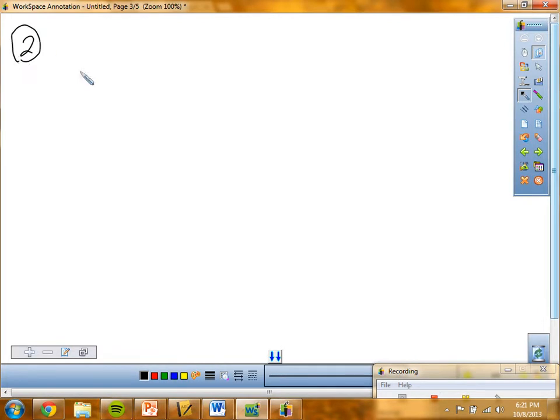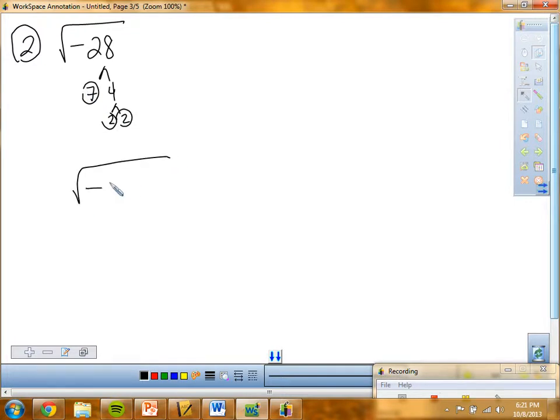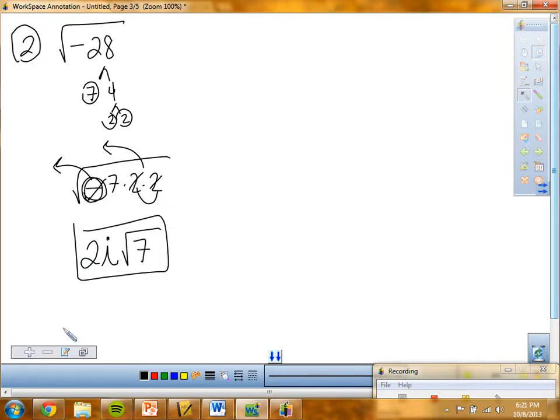Number 2, if I have the square root of negative 28, I simplify as usual. Factor 7 and 4. 4 is 2 and 2. This is prime, prime, and prime. I have the square root of a negative, a 7, a 2, and a 2. My index is a hidden 2, so that means I want to find pairs of 2. So my 2 comes out. My negative also needs to come out. So I pull out a 2. I have my i. Everything else is gone except for my 7. And that's it.